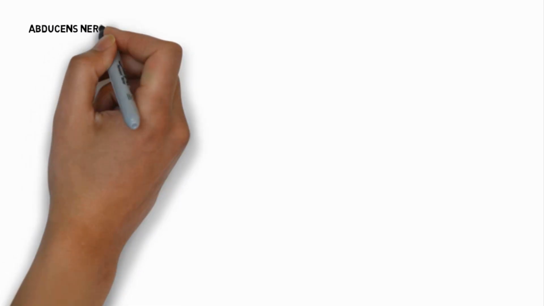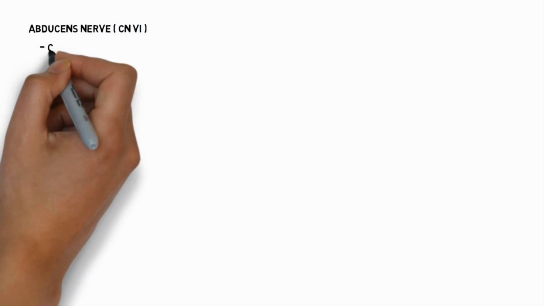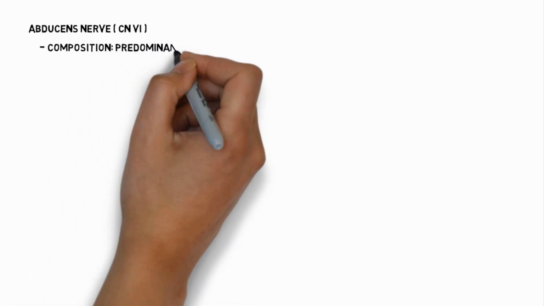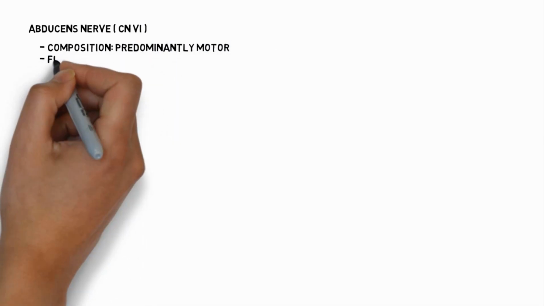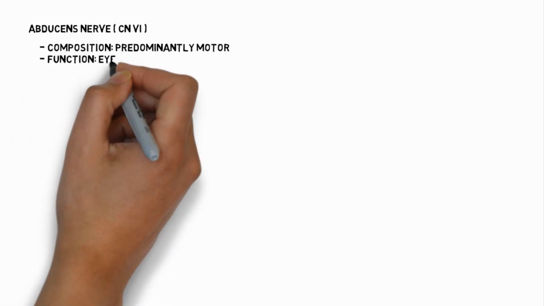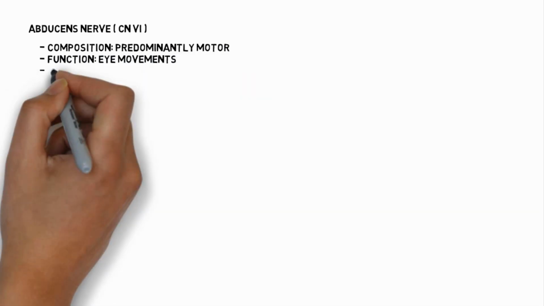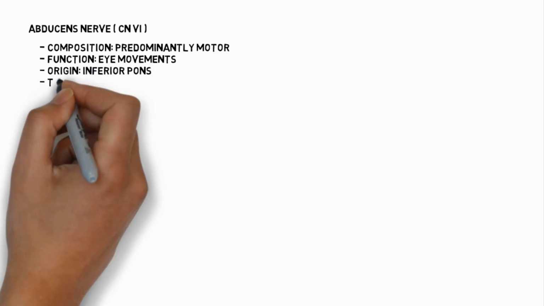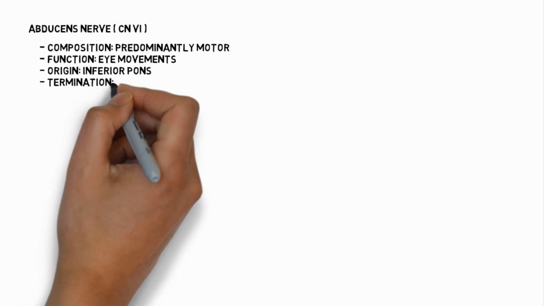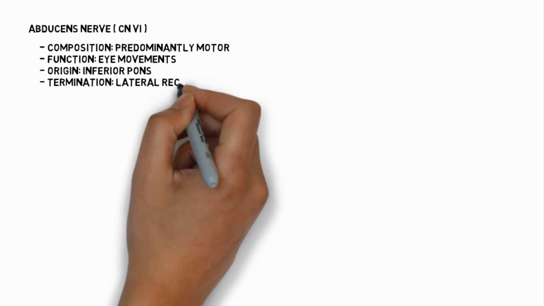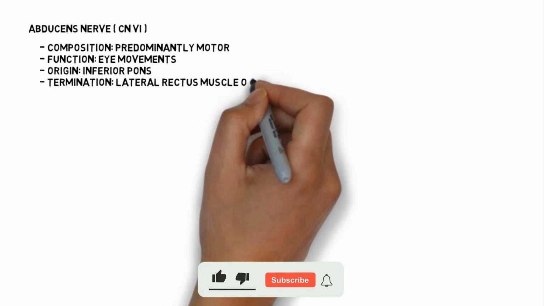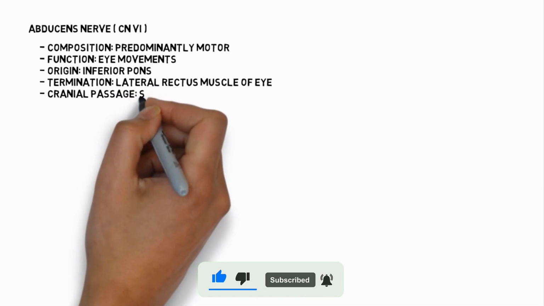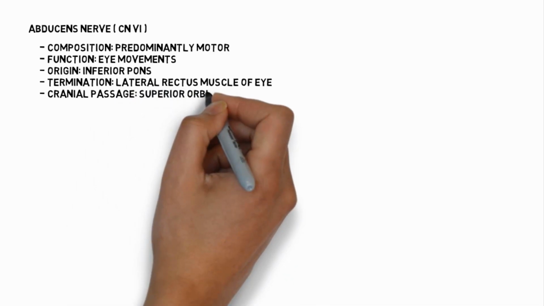Link is in description. Coming to the sixth cranial nerve, that is Abducens nerve. It is predominantly motor nerve. Coming to the function, it helps in eye movements. It originates from inferior pons and terminates in lateral rectus muscles of eye. It passes through superior orbital fissure.